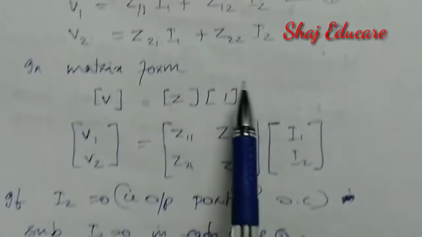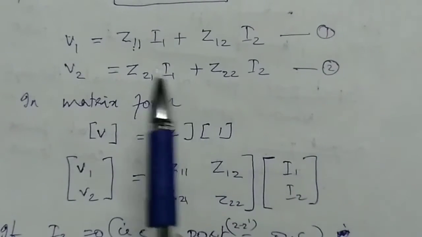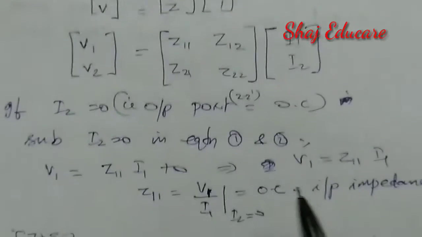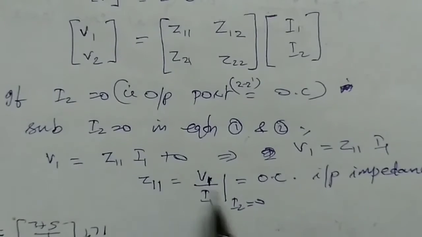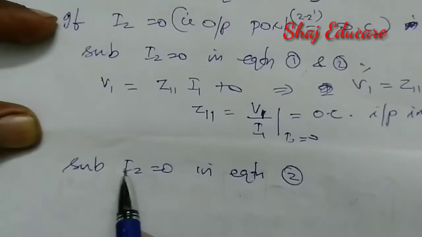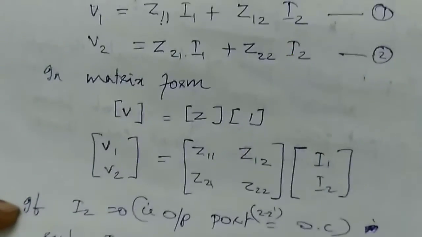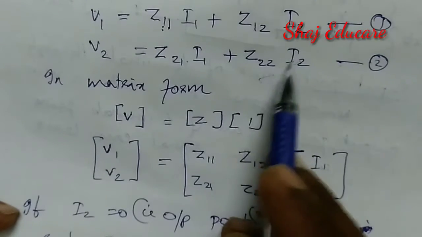Similarly, in equation 2, if we substitute I2 equal to 0, we will get the other impedance parameters. Now we go to the expression for the impedance parameter Z21. Now let us put I2 equal to 0 in equation 2. This is equation 2. Now I2 equal to 0 here.